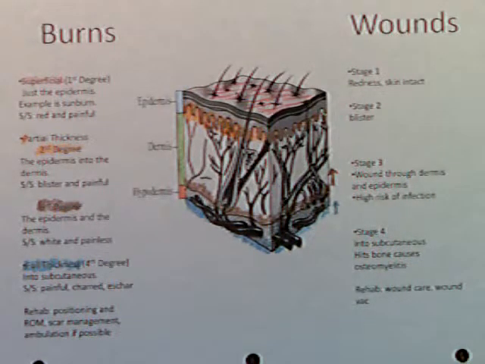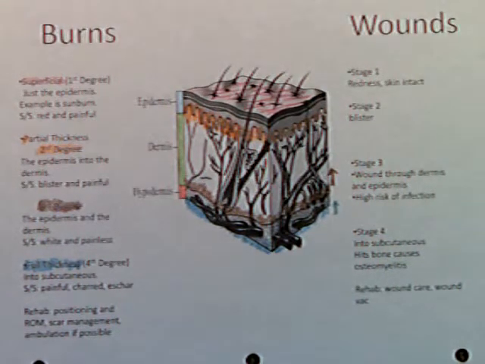Our final burn is a full thickness burn, and this burns through all the layers of the skin and into the subcutaneous tissue. Now these are painful again because we've gotten deep into our body at this point. We'll see that the patient will look charred, and they might have what's called eschar, which is a blackened, charred type of skin or scar tissue over where the skin once was. Rehab for our burns frequently is focused on positioning and range of motion, as well as ambulation if possible, and scar management as we try to heal the burn.